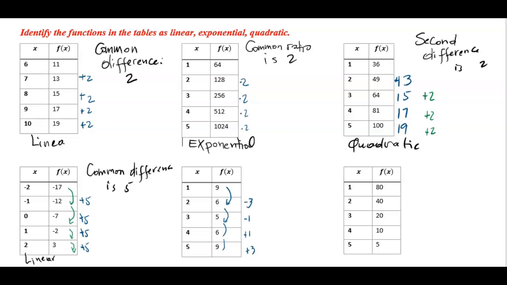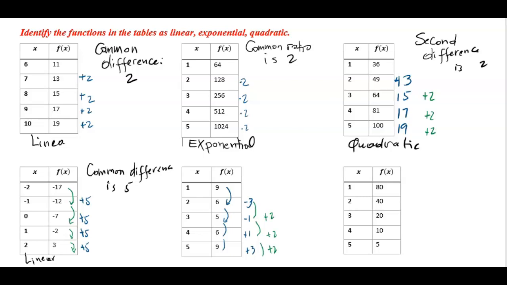Now let's see if we have a second difference on that one. So -3 to -1, that's -3 plus 2. Okay, -3 plus 2 gives you -1. -1 plus 2 gives you +1. All right, so far so good. And 1 plus 2 gives you 3.